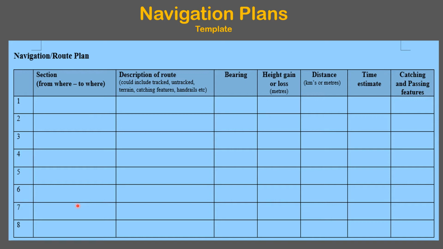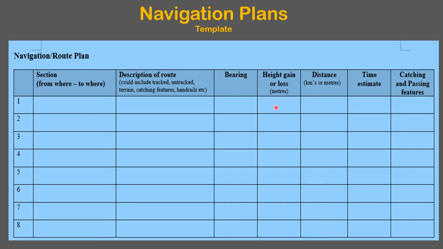It's just an example. And so you have along the top here the different bits of information that you might have for each leg, and then down here the vertical is all the different legs that you might have for a day, for example. So section 1 might be from the car park to the hut, and then a description of the route, and that might be with tracked or untracked terrain, anything specific about the route there, a bearing if applicable, but you'd really only have a bearing in there if you're traveling off track.